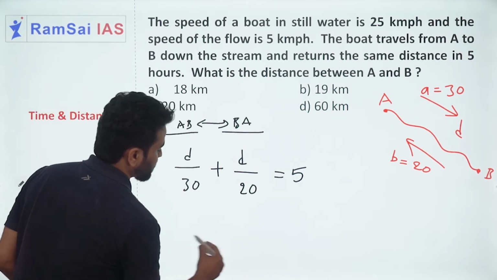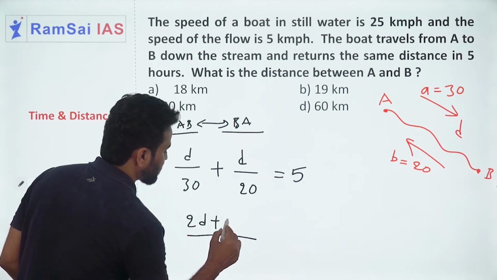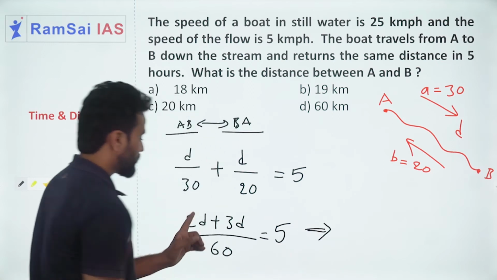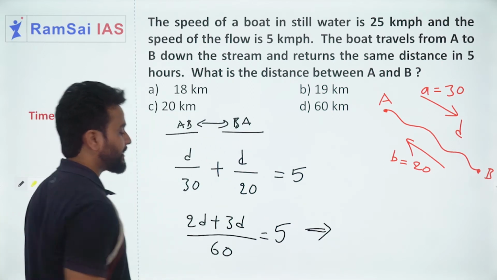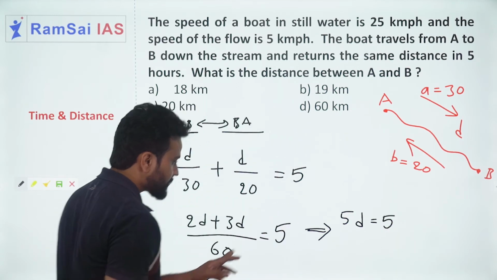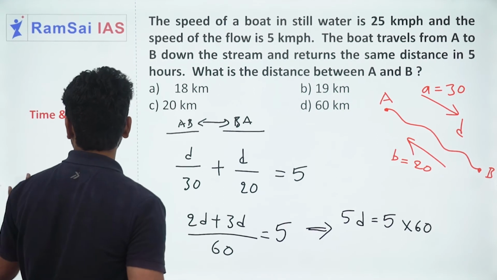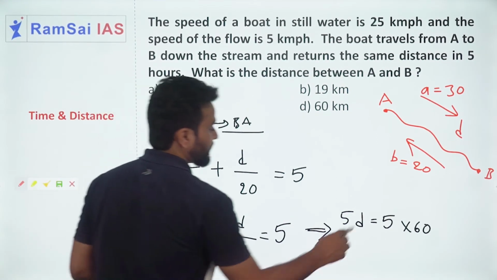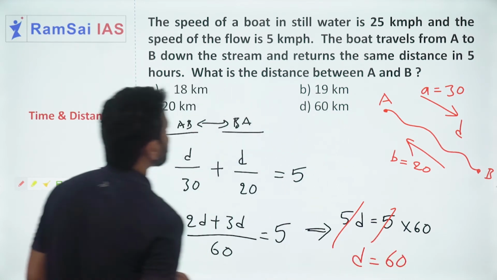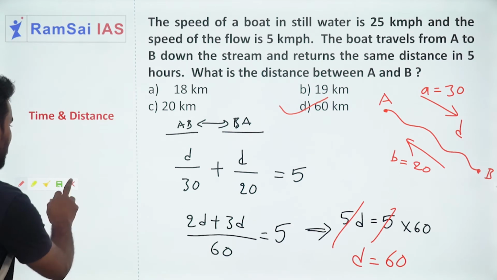So LCM of 30 and 20 is 60, d by 30 plus d by 20, so 2d plus 3d over 60 equal to 5. From this I can write 2d plus 3d gives you 5d. 5d equal to 5 into 60. I'll take the 60 to right side. Now 5 and 5 gets cancelled. You will remain with d equal to 60. So 60 kilometers will be the answer. Hope it is clear.